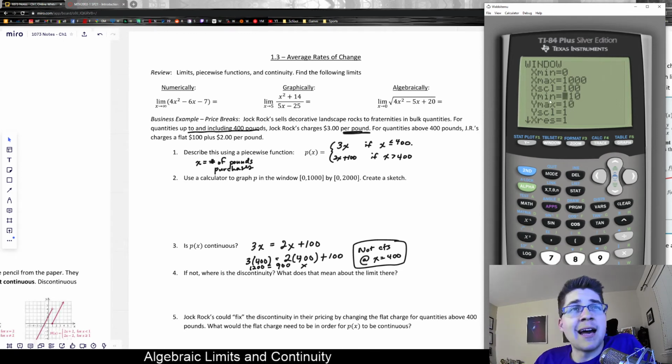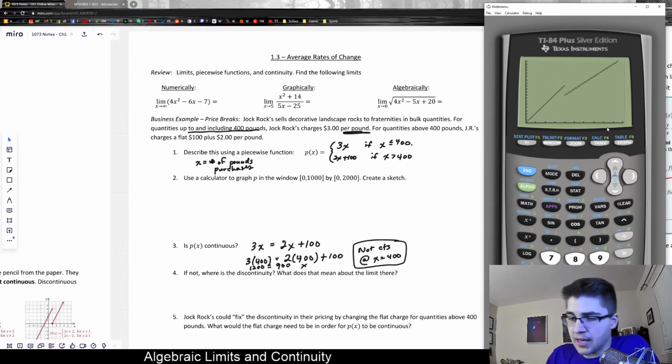And Y min and Y max, again, this will be the range of our view window. We want that to show from 0 to 2,000. And in the same way, let's just set the scale to 100. That's what SCL stands for, X scale, Y scale. And the resolution you don't need to bother with. Now when we graph it, we will see more clearly what our relationship looks like over time.